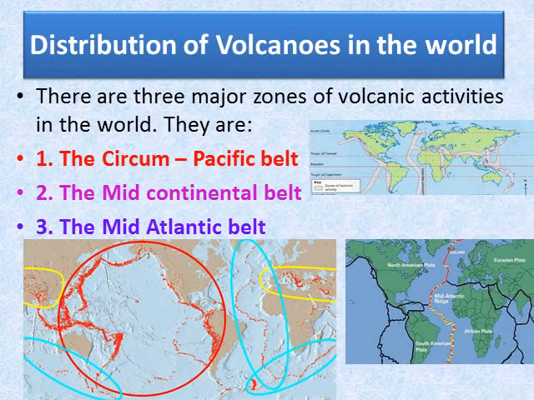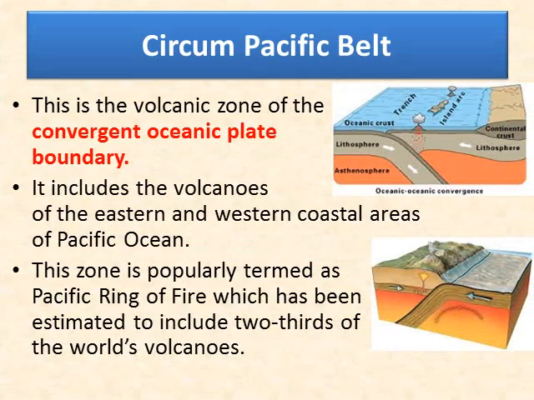Dear children, there are 3 major zones of volcanic activity in the world. They are the Circum-Pacific Belt or Ring of Fire, the Mid-Continental Belt, and the Mid-Atlantic Belt. The Pacific Ring of Fire is an earthquake belt that experiences 81% of the largest earthquakes in the world. It extends from Chile northwards along the Pacific coast of South America, Central America to Mexico in North America. It also passes through Japan, Philippines, New Guinea, Southwest Pacific Islands, New Zealand.